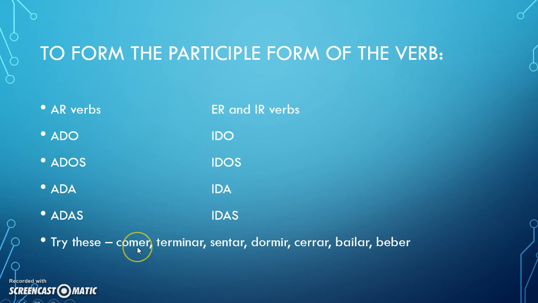So try these. The verb comer would obviously be comido. Now, if you want to say the pizza is eaten, you would say la pizza está comida, meaning I can't have any more because it's all eaten. Terminado, el trabajo está terminado. For example, the work is finished. Sentado, dormido, cerrado, bailado, bebido.